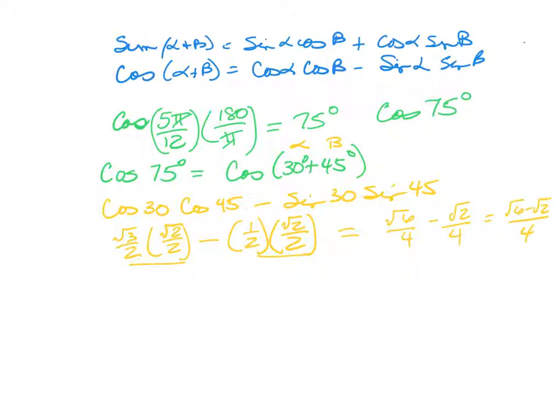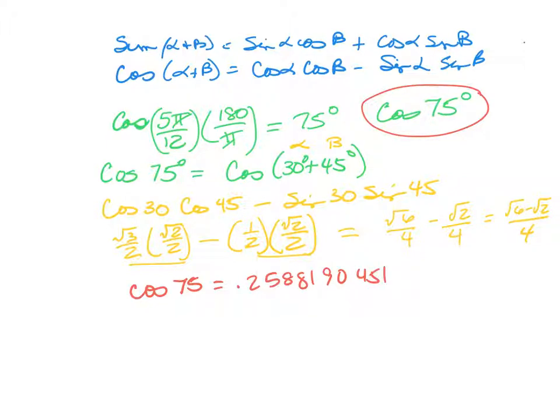Now there's a way to check this, because we know that we just found the cosine of 75. So on your calculator, type in cosine of 75. Make sure you're in degrees. When you put cosine of 75 in the calculator, you get 0.2588190451. And now we're going to put this in the calculator. So you do root 6 minus root 2 and hit enter, and then divide by 4 and hit enter, and you get the same ugly decimal. So that is a correct answer.